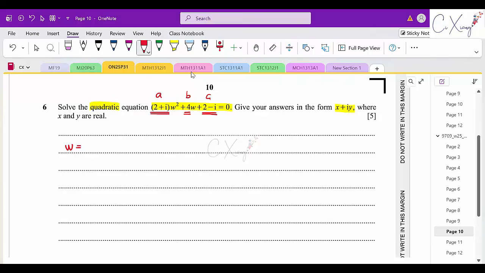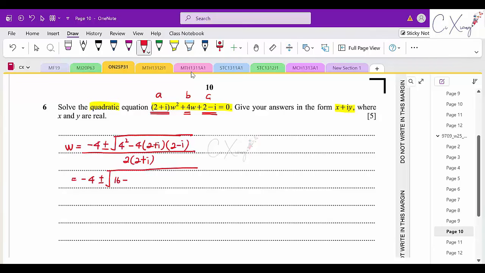This is still the same, negative b, so negative 4, plus minus the square root of b square minus 4ac. So what is the b square here? 4 square, minus 4, then a, then c, divided by 2a. Okay, so first of all, let us try to expand the complex number in the square root.